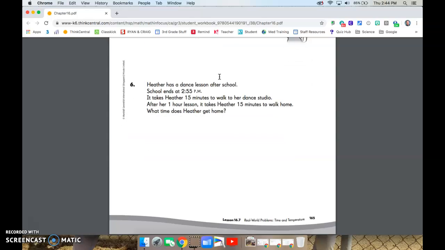All right, number 6. Heather has a dance lesson after school. School ends at 2:55. It takes Heather 15 minutes to walk to her dance studio. After her 1 hour lesson, it takes Heather 15 minutes to walk home. What time does Heather get home? Okay, so we start at 2:55. And we walk for 15 minutes. So 2:55, 3:00, 5, 10, 15. That's now, again, 3:10.